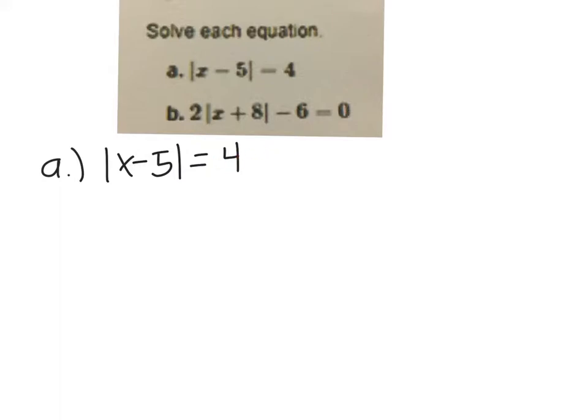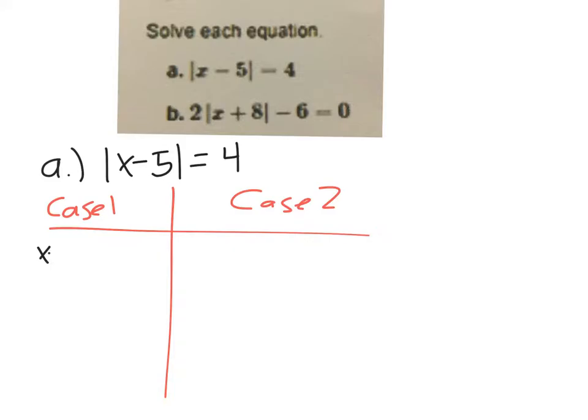So now it has to equal 4. That means there are two possible cases. There's case 1 and case 2. Case 1, what is inside of the absolute value bars can equal positive 4. Or case 2, what's inside the absolute value bars can equal negative 4. Then you just solve. Get x by itself. So here I would add 5 to both sides, and that gives me 9. Here I would add 5 to both sides, and that gives me 1.